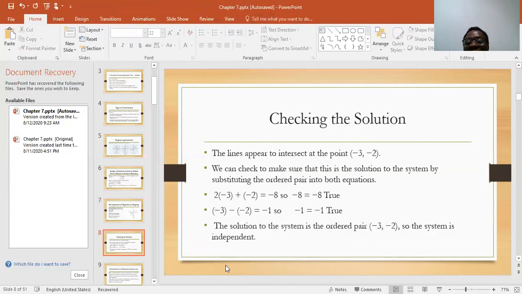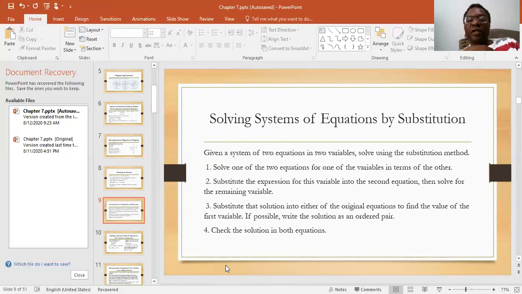So we can check these solutions by replacing the values into the equations. For the first equation, we will get minus 8 equals minus 8. The second equation, minus 1 equals minus 1. So the 2 equations remain true for the point (-3, -2).